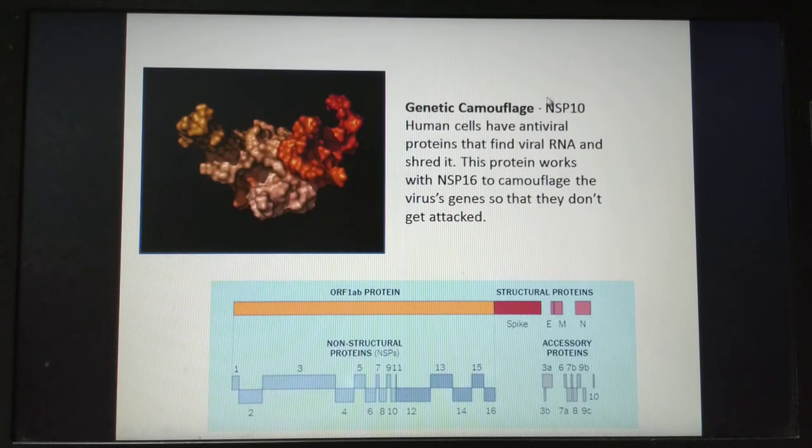Genetic camouflage protein, NSP10. That means once the virus inside the cell is degraded, this protein kills the virus RNA and chops it into small parts. Why? That way, those small parts can camouflage the virus's gene so that our body doesn't recognize that it's the virus gene and act against it. So it befools our immune system. So NSP10 is for that.